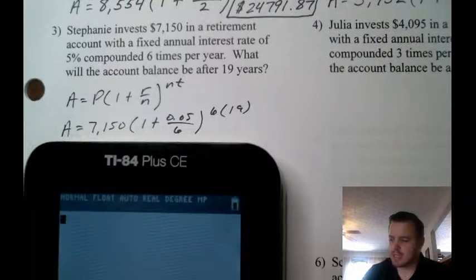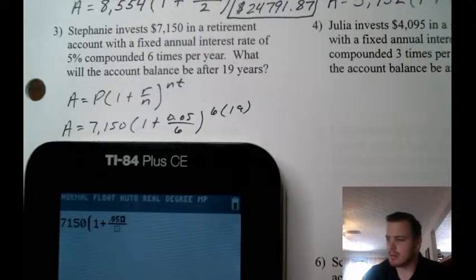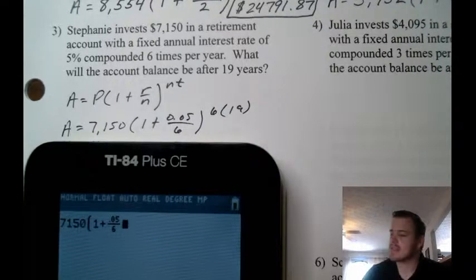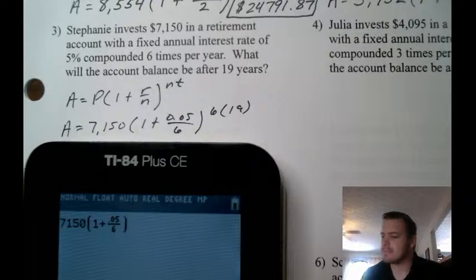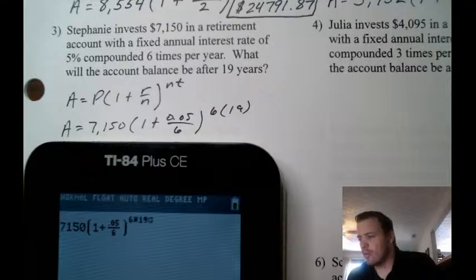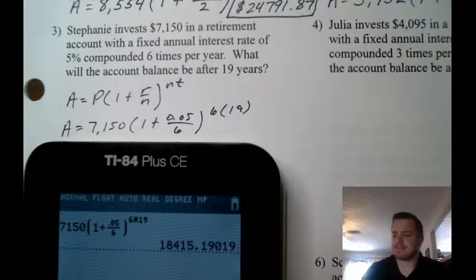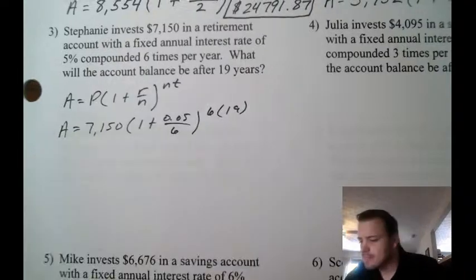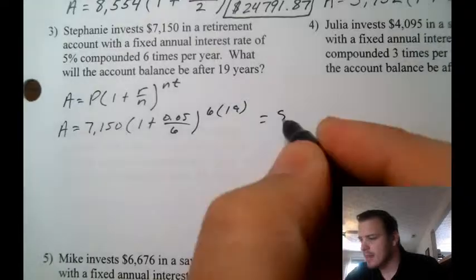So we just type it in. 7150 times 1 plus, set up a fraction, 0.05 over 6, raised to the 6 times 19 power. $18,415.19.